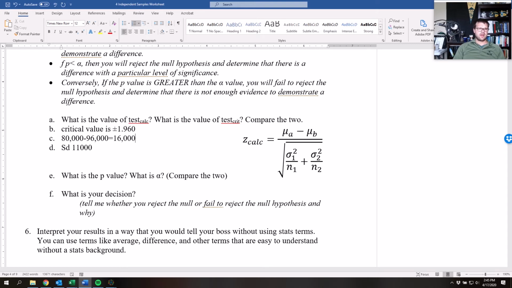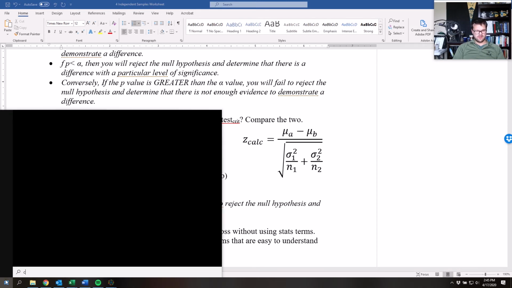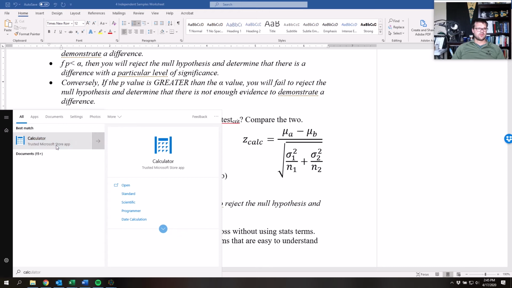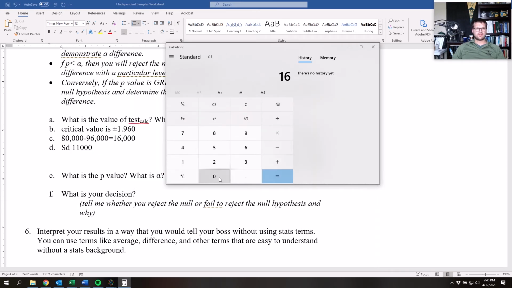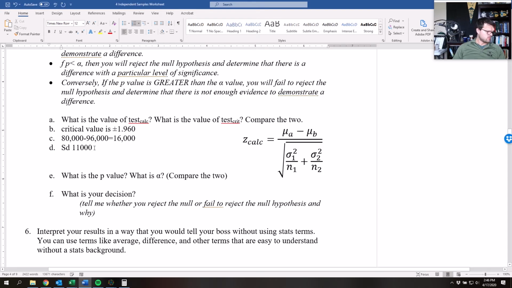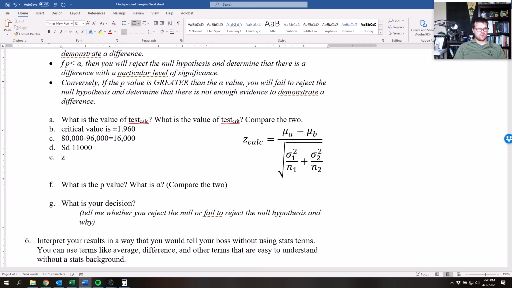So let's pull out our nifty calculator. And we're going to do 16,000 divided by 11,000. It gives us a z value of 1.455. Okay, so z equals 1.455.